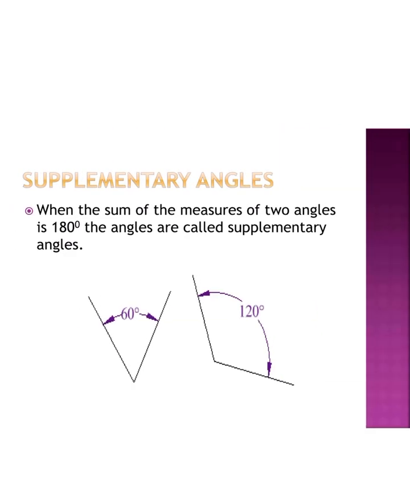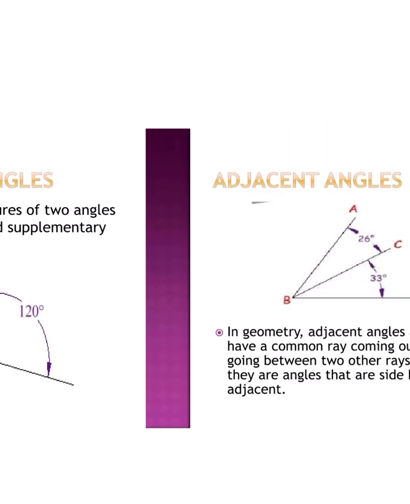Supplementary angle. When the sum of the measures of the two angles is 180 degree, they are called supplementary angles. For example, as shown in the figure, the first diagram shows 60 degree, whereas the second shows 120 degree. So 120 degree plus 60 degree gives 180 degree. Thus, it's called a supplementary angle.